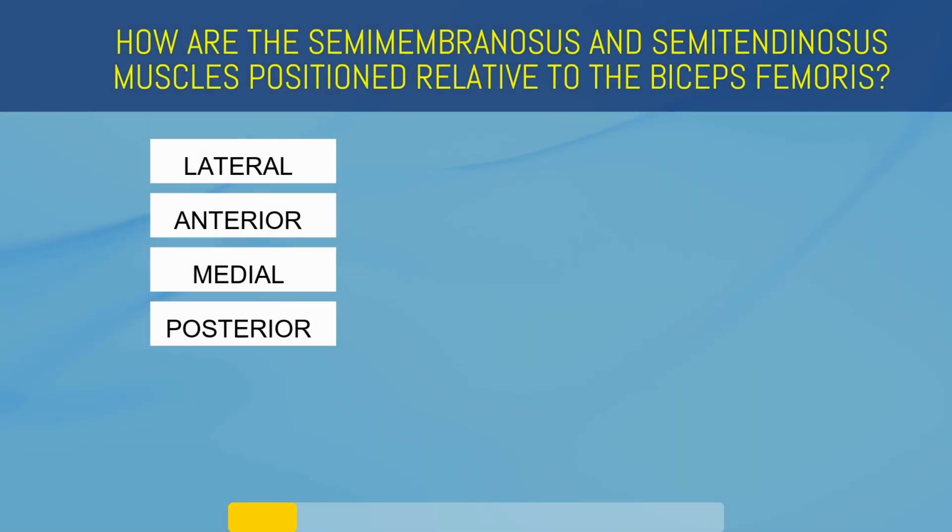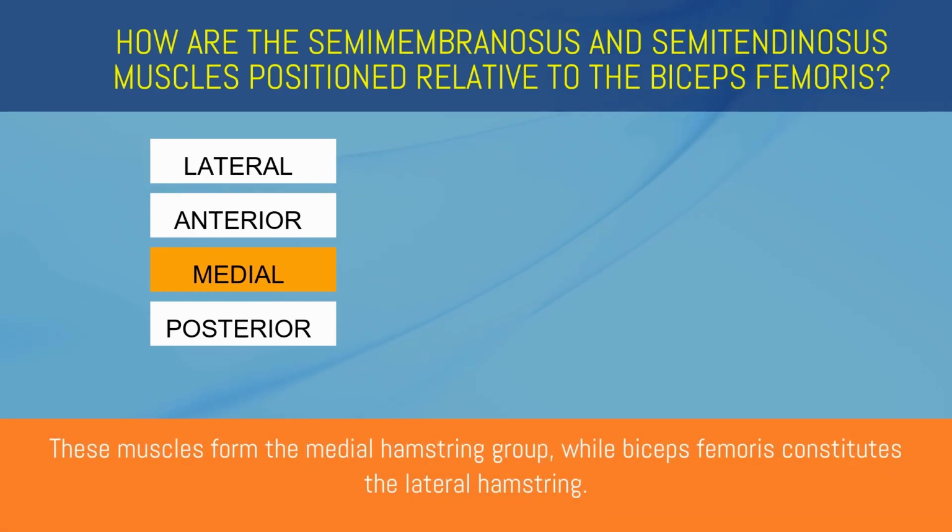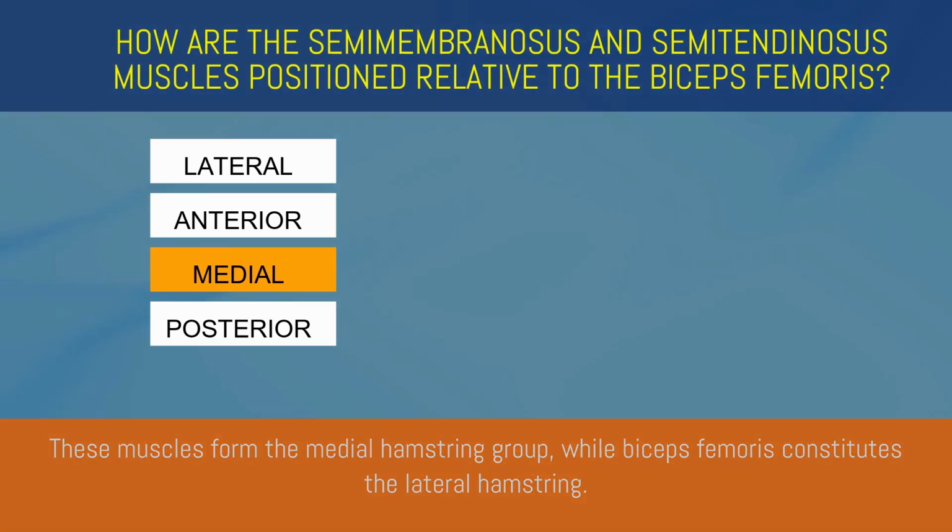How are the semimembranosus and semitendinosus muscles positioned relative to the biceps femoris? Lateral, anterior, medial, or posterior? Medial. These muscles form the medial hamstring group, while biceps femoris constitutes the lateral hamstring.